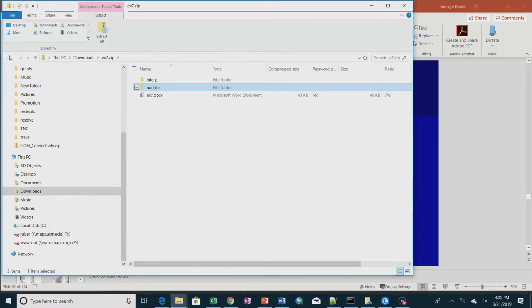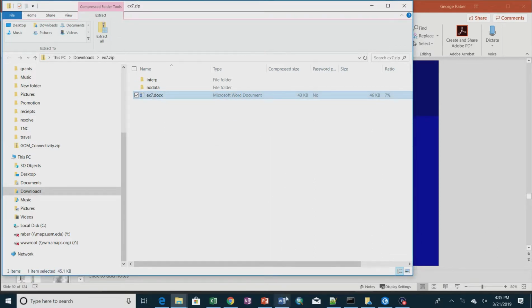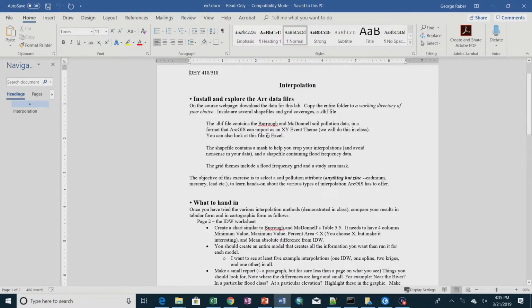Okay, so here is the lab. I think it's already open. Yep, sorry, it's already open. Okay, so what you're going to do is on the course website, you're going to download the data, copy the entire folder, and inside there are several shapefiles and grid coverages. I'm going to talk about those here in a second.